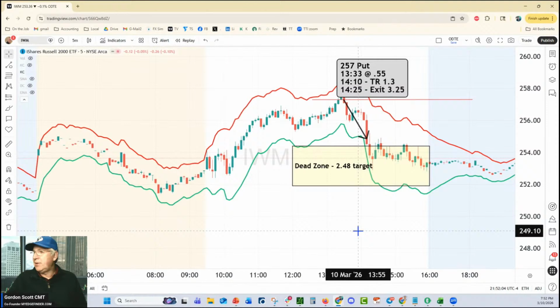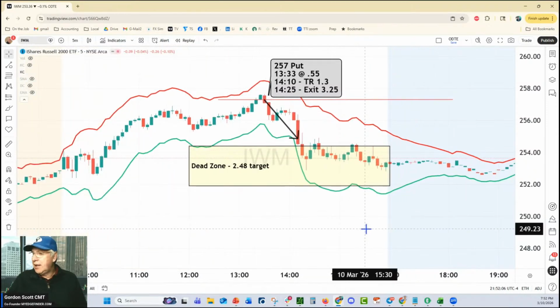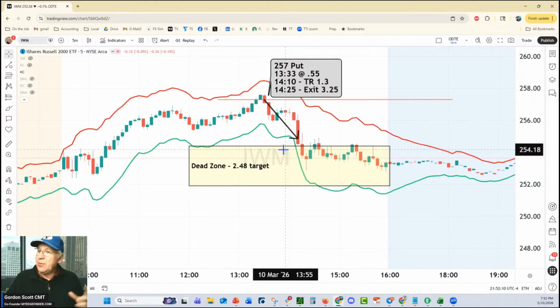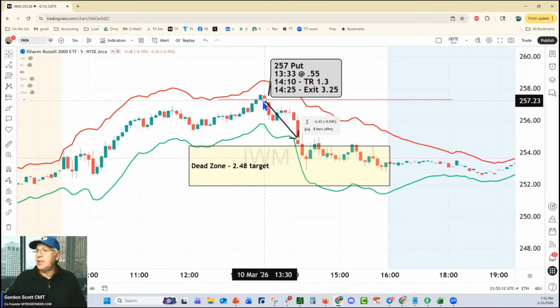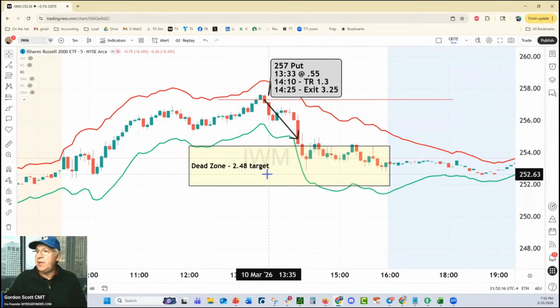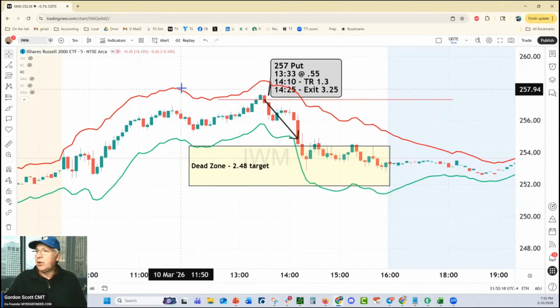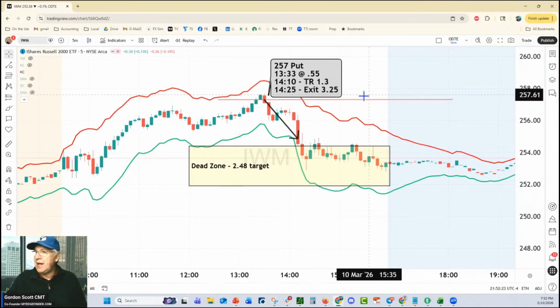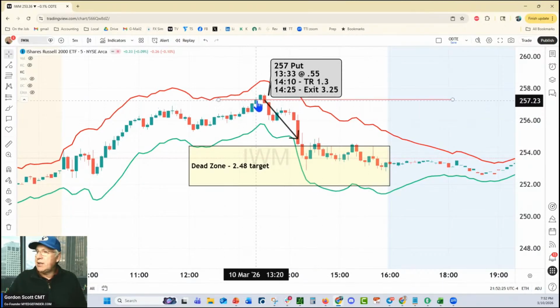Here's what happened just yesterday, or actually today. This was earlier today. The other one was yesterday. So here's today. IWM is priced up above the dead zone, and I'm looking for the place where this kind of squeezes down, makes that little bump. I extend that out. If in fact price should get above it, then I take this trade.